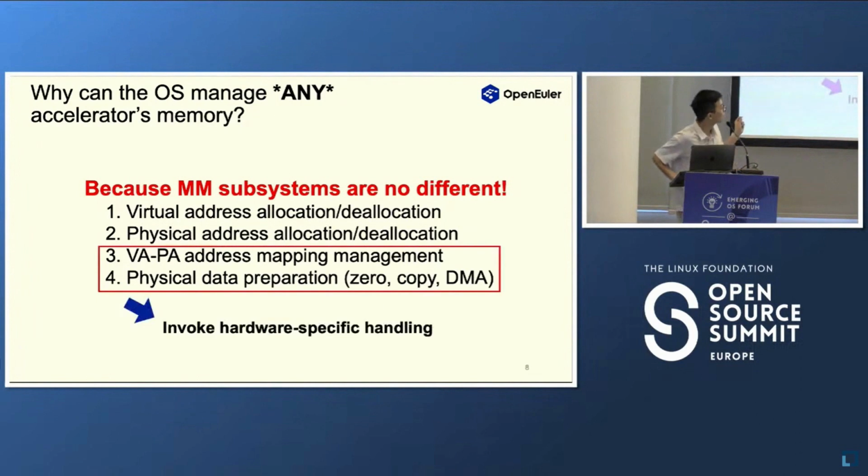While the last 2 components, the virtual to physical address mapping management and the physical data preparation, involve hardware-specific handling. So if you are using a CPU with a different microarchitecture, for example x86 or ARM or whatever else, or you are switching to a GPU card, for example in NVIDIA, you may use Pascal or Hopper or Ampere or whatever, only these 2 components would be affected.